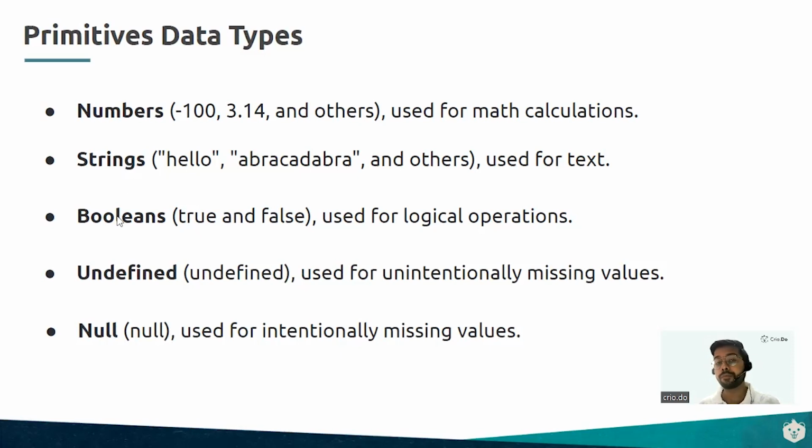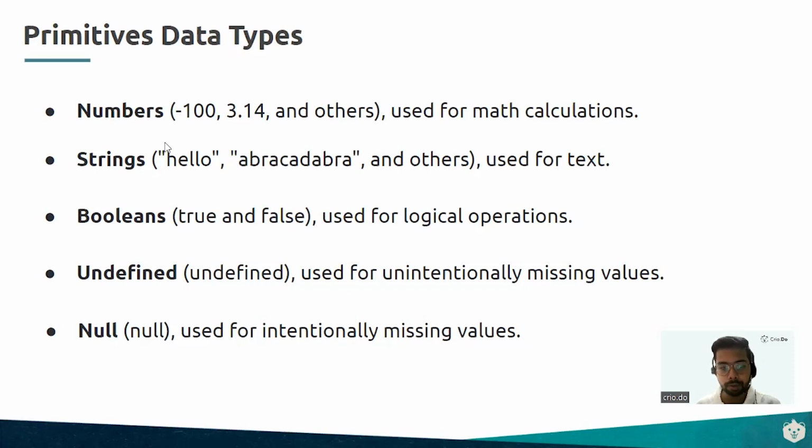Booleans have only two possible values, either true or false, and we are going to use them for logical operations. Undefined is used for unintentionally missing values, and null is used for intentionally missing values. Numbers are something which most of us already understand. Positive numbers, negative numbers, integers, decimal numbers, all of those belong to the number data type. Let's deep dive a bit more into it by practicing them on Replit.